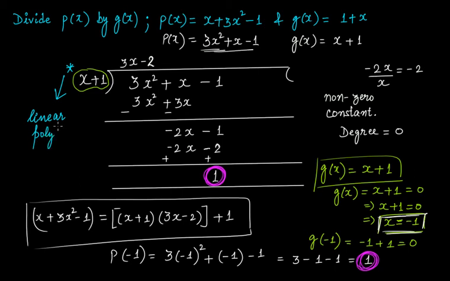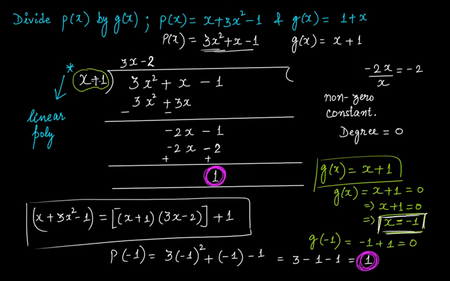It cannot be a quadratic polynomial. It cannot be a cubic polynomial. It cannot be a biquadratic polynomial. Only linear polynomial, and that is what the remainder theorem is all about. Okay, so remember this thing.